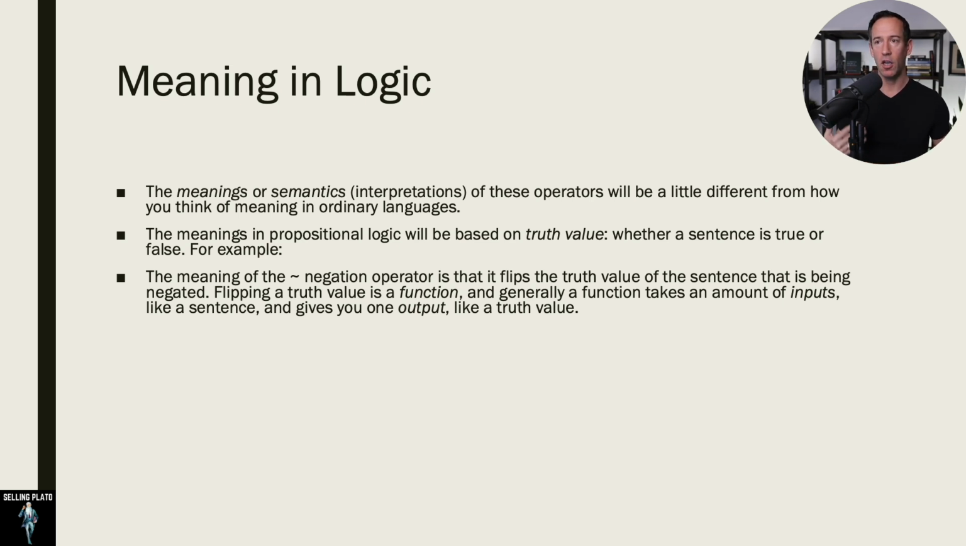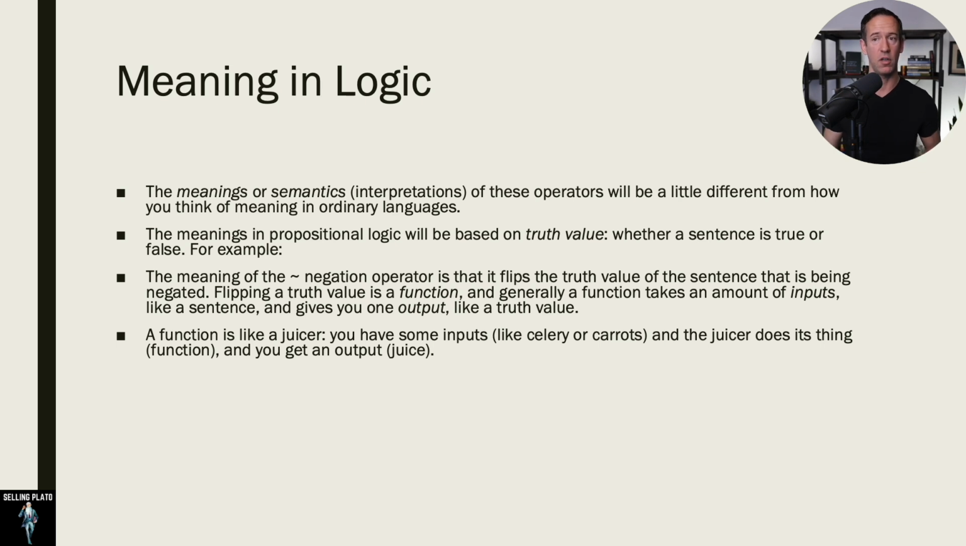So flipping a truth value, that work that's involved is what we call a function. And generally, a function takes some amount of inputs, like a sentence in our case, and then the function goes to work and gives you one output, like for our purposes, a truth value. That's how functions work. On a basic level, that's how functions work for propositional logic.